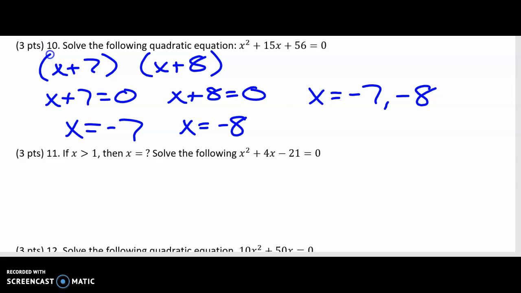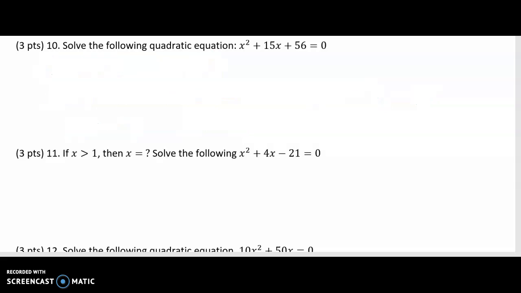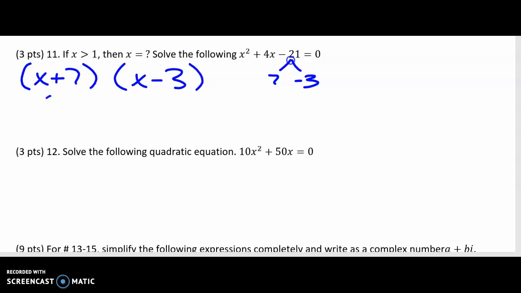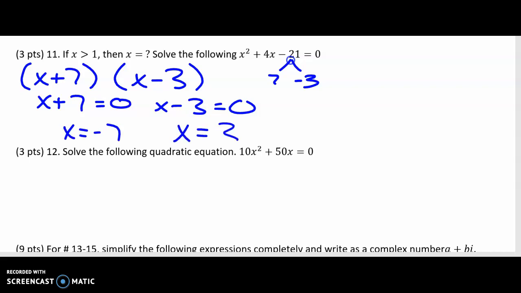Okay, number 11. Number 11 starts off easy, but it's meant to trick you, so you have to read. I know that's tough for some of us, but we need to read our questions. First off, I start with what multiplies to negative 21 and adds to 4. That is going to be 7 and 3, with the 3 being negative. So my parentheses start as x plus 7 and x minus 3. I go ahead and set each one equal to 0. Then I just solve. So here I have x equals negative 7, x equals positive 3.